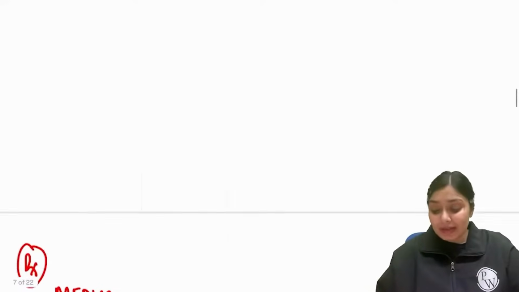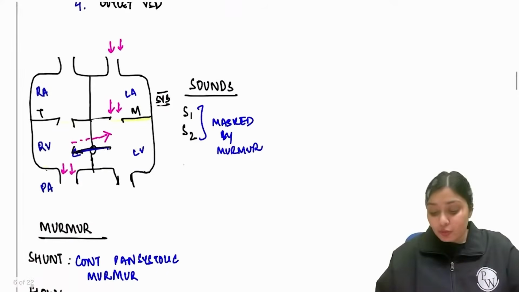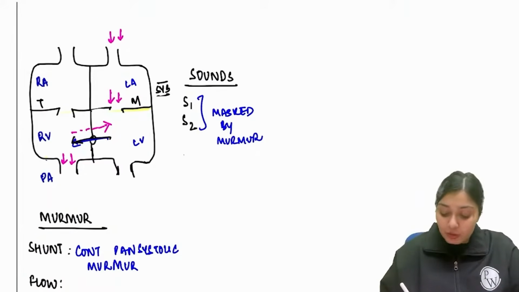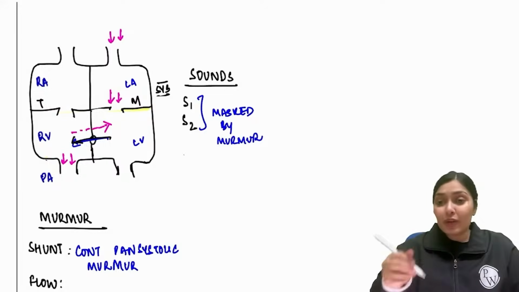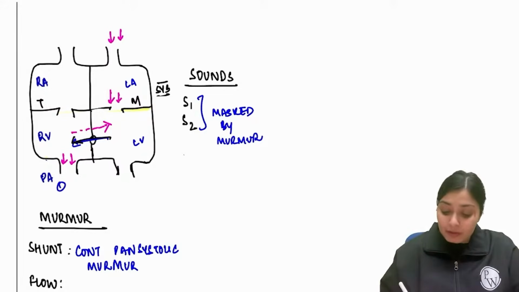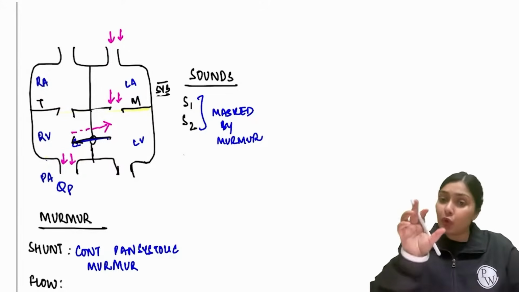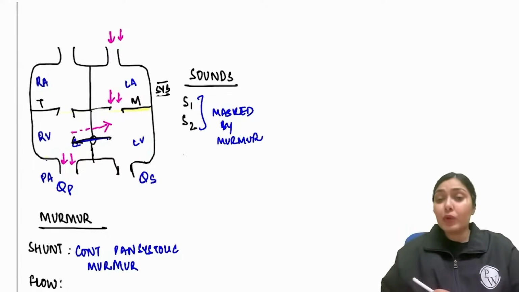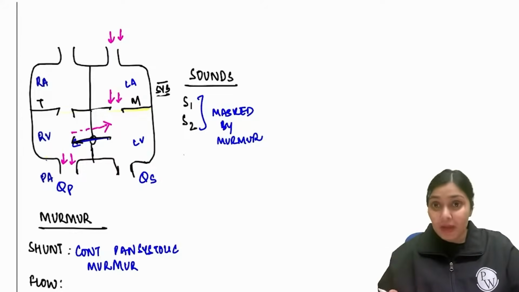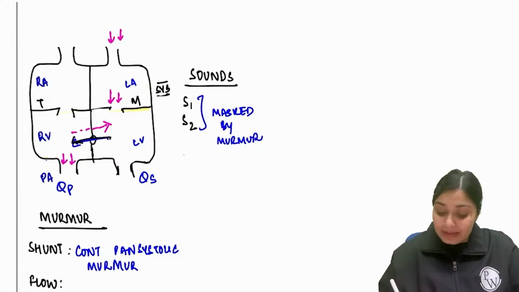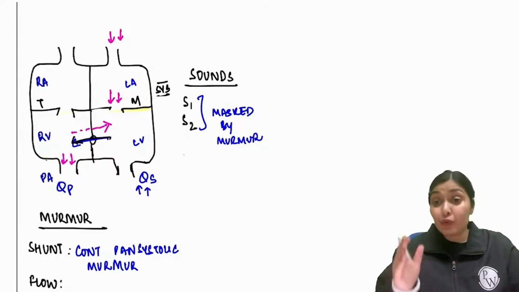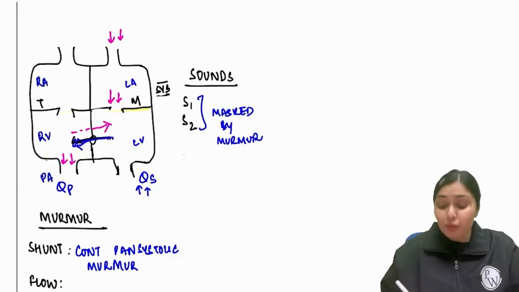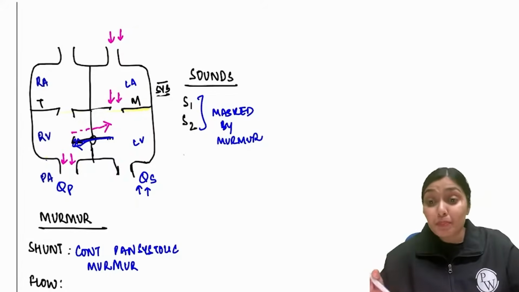What do I mean by that? Remember this diagram I told you? This is the pulmonary circulation. So when we do the echocardiography, this pulmonary flow is depicted by QP. Flow is Q and P is pulmonary. And the systemic flow through the aorta is QS. So normally what should happen? This flow should be more so that there is a left to right shunt and the baby stays pink.